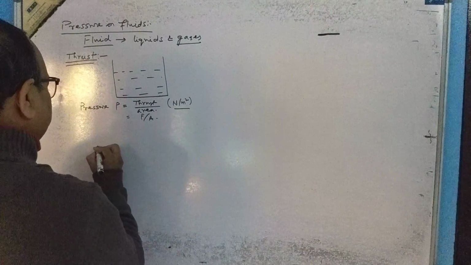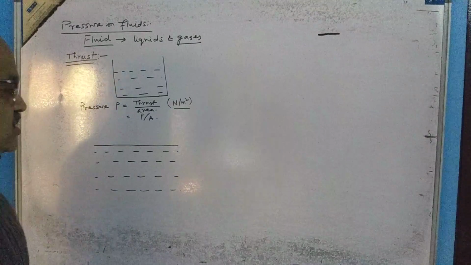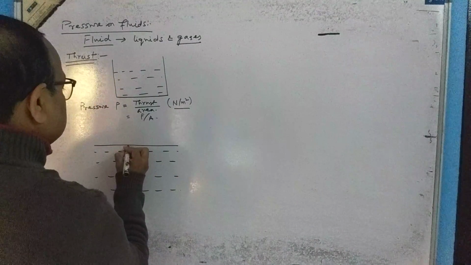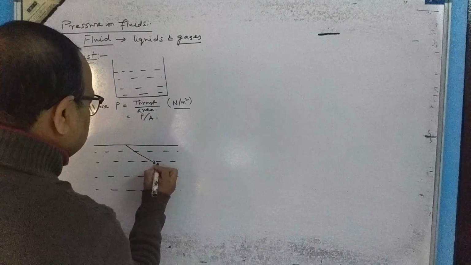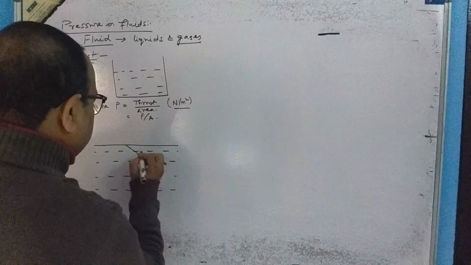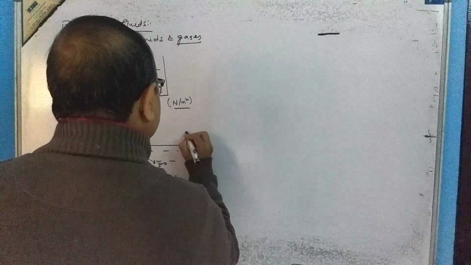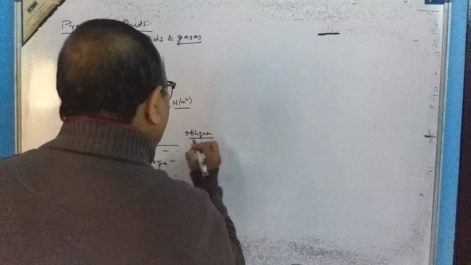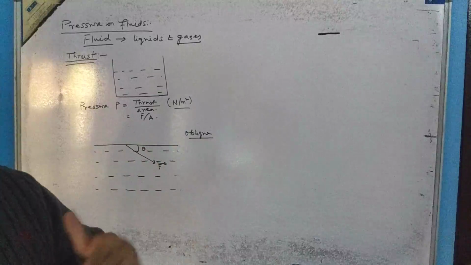Look at this, this is a liquid surface. Suppose a force F vector is acting on it, forming an angle theta. Suppose the force is acting on this surface obliquely. Oblique means in an inclined way. The force, or the thrust, is acting in an inclined way.